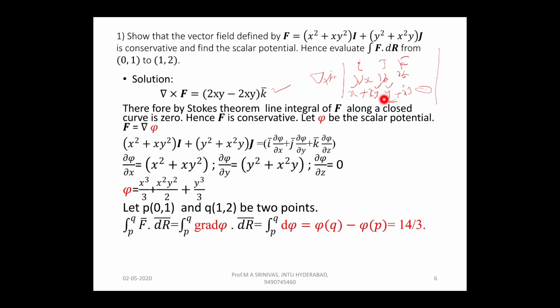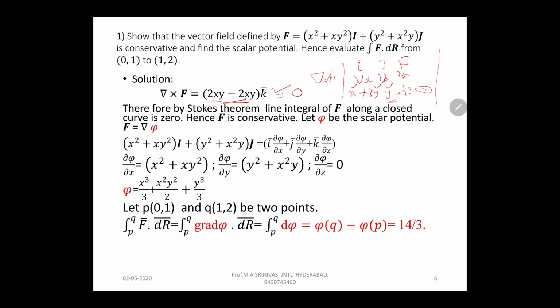Similarly, for the j bar term, the derivative of 0 with respect to x is 0. The derivative of the first component, x square plus xy square, with respect to z is 0, since it does not include any z. So the only thing is the coefficient of k bar: the derivative of the second component with respect to x is 2xy, and the derivative of the first component with respect to y is also 2xy. Therefore, 2xy minus 2xy is 0.